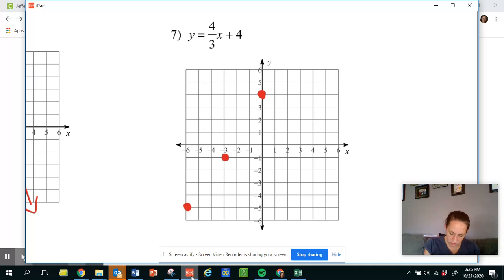Did I count right? 1, 2, 3. Yeah, I did. Go me. So there's my line with arrows. So anyway, there you go. Graphing lines. Slope-intercept form. Awesome.